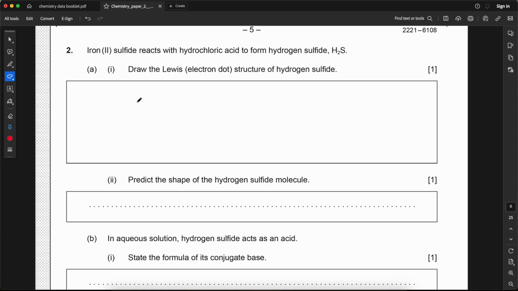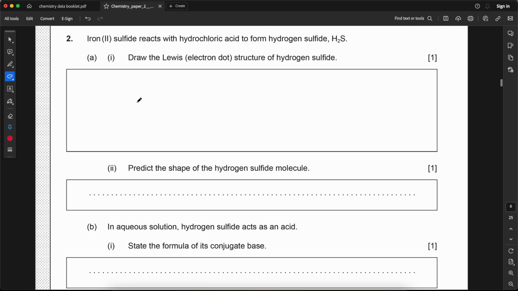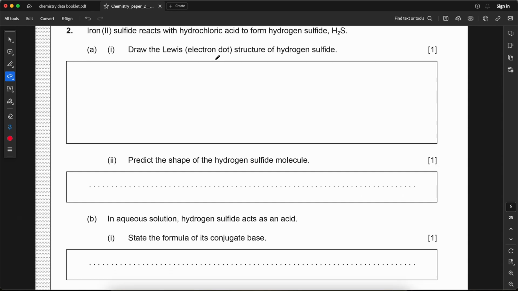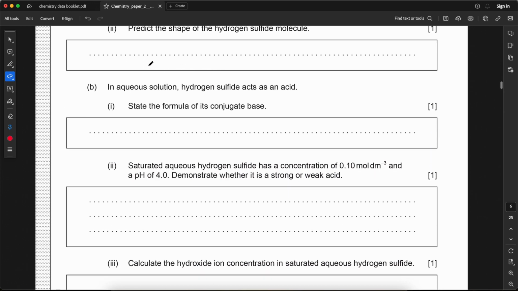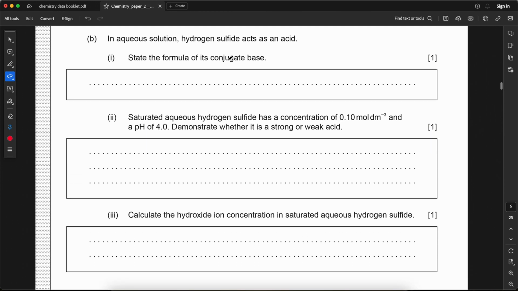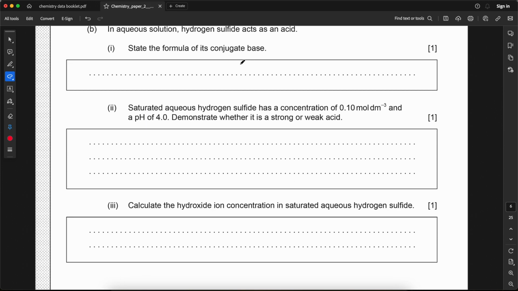Iron(II) sulfide reacts with hydrochloric acid to form hydrogen sulfide, H2S. Draw the Lewis structure of hydrogen sulfide. Predict the shape of hydrogen sulfide molecule: bent or V shape.